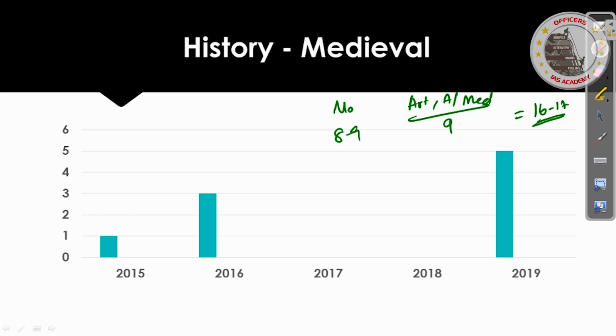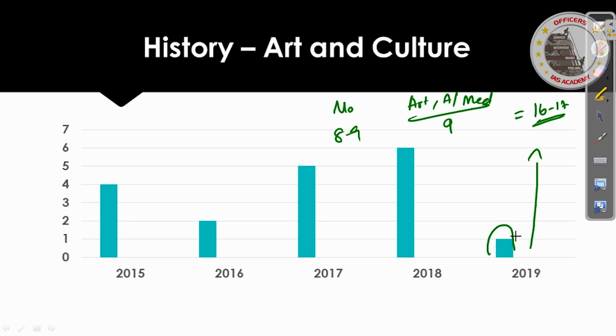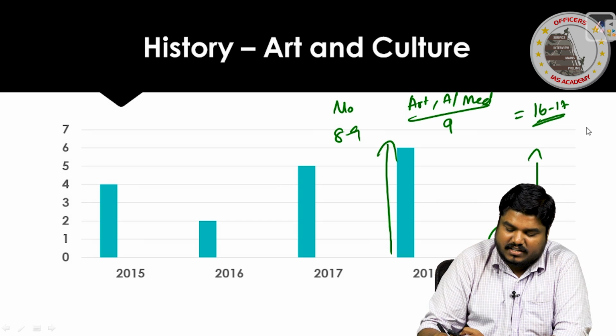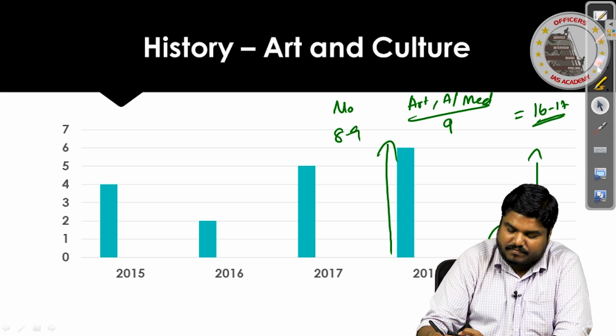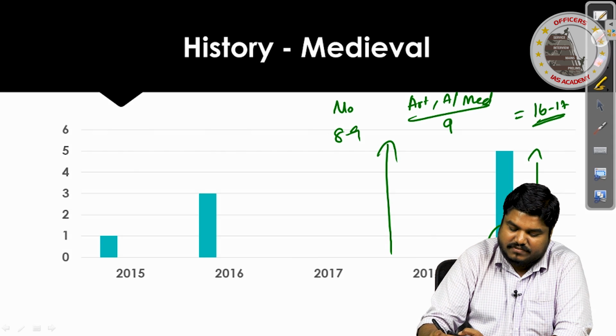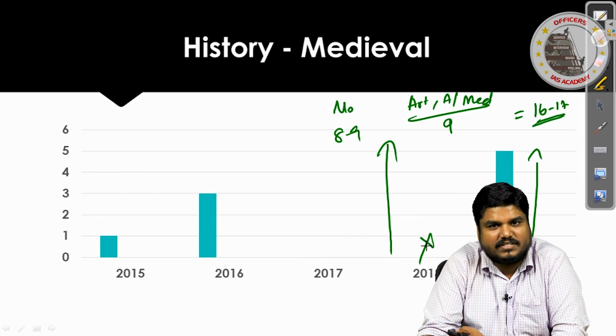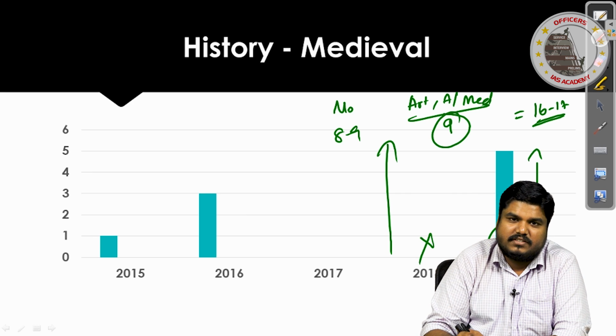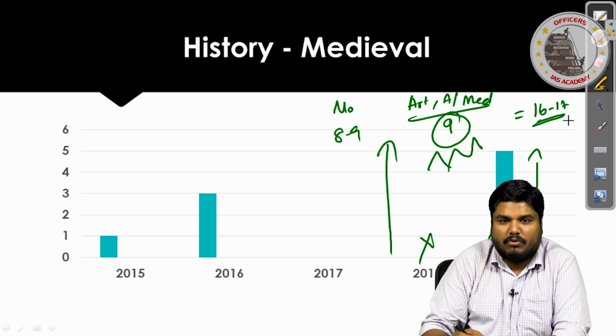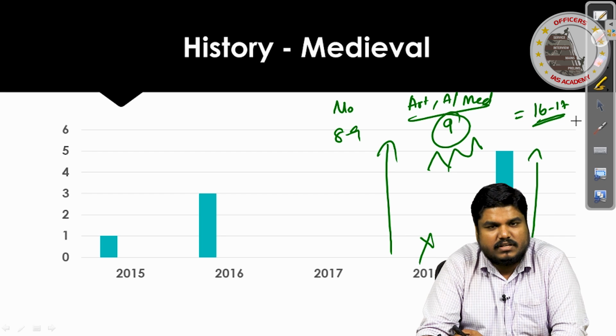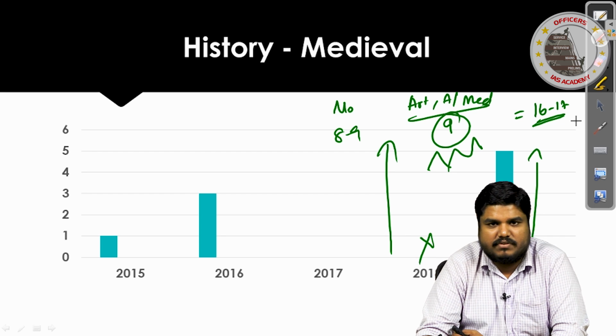Do not think that this time there was a huge number of questions from medieval. So, UPSC is changing the trend. When UPSC asks more questions from medieval, they reduce the number of questions from art and culture. When they ask more questions from art and culture, they reduce the questions from medieval. Medieval they have asked no question. So, within the 9 questions there can be a change in trend, but from art, ancient, medieval we can definitely expect around 8 to 9 questions.